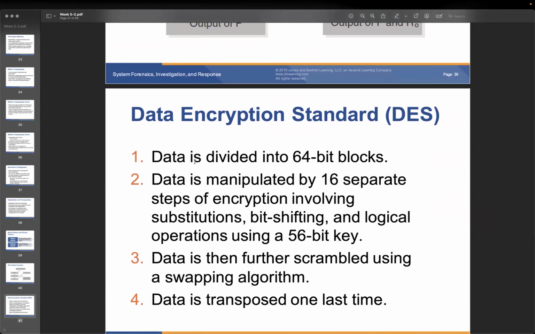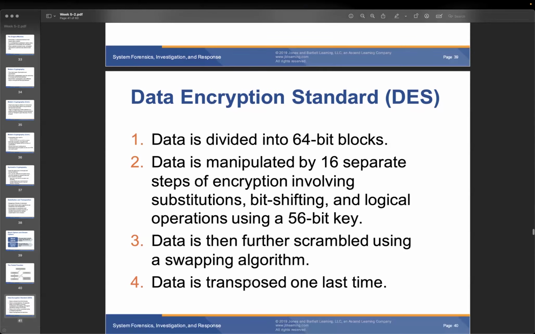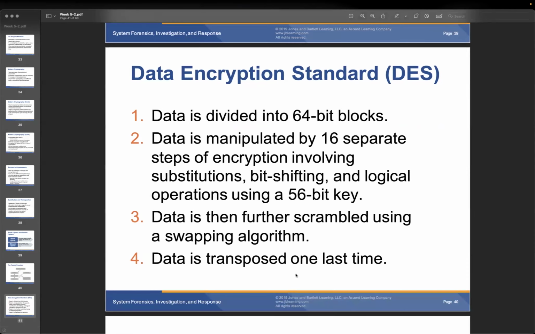Then there is the Data Encryption Standard, where we divide the data into 64-bit blocks. Those blocks are manipulated by 16 separate steps. In DES, we go through substitution, bit shifting, and a logical operation, using a 56-bit key. Then we follow the scrambling by using a swapping algorithm, so they transpose once at the last time. So these are the steps.